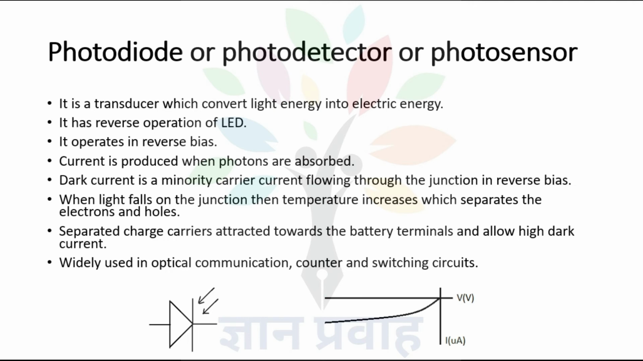The logical symbol for the photodiode is given here, having just the reverse symbol of the LED, with the PN junction diode receiving photons. And the IV characteristic for the photodiode is given here. It is nothing but the reverse bias IV characteristic of a normal PN junction diode.